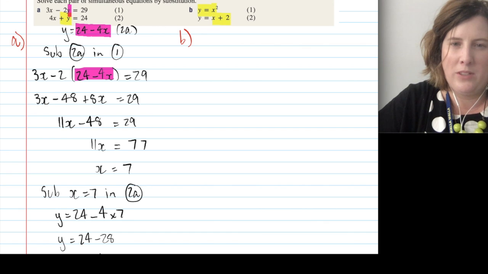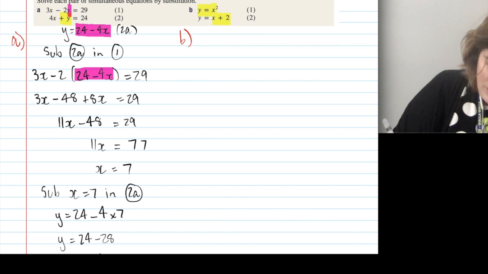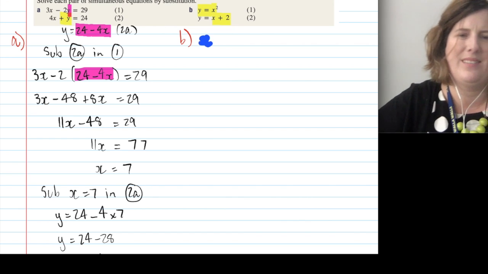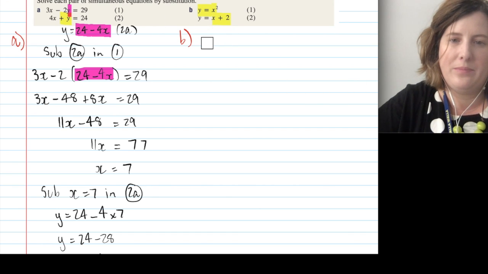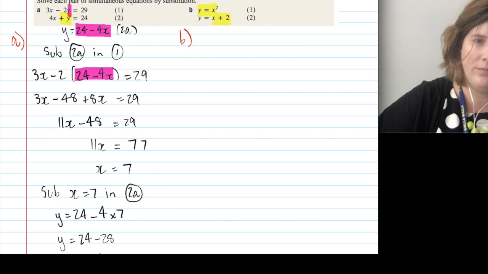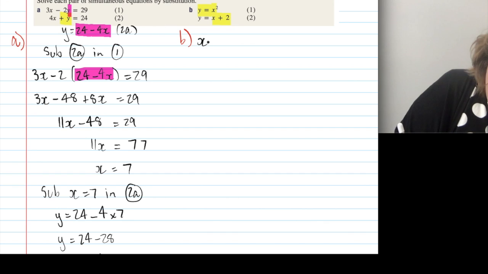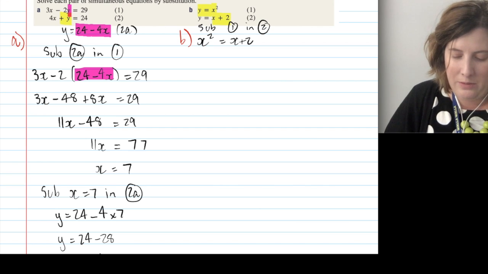I know y equals x plus 2 and I also know y equals x squared. So y doesn't change between those. So I know x plus 2. Oh, y. Get it, y. So I can just replace this y with x squared. So I've got x squared equals x plus 2. So what I did was sub 1 in 2. Doesn't matter, I didn't really need to write myself a note there, let's be honest. X squared equals x plus 2.